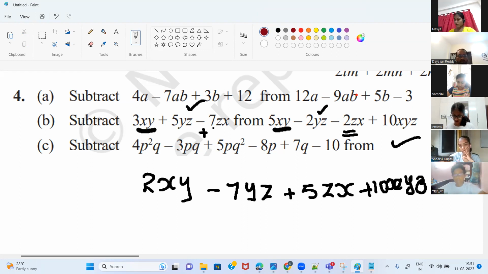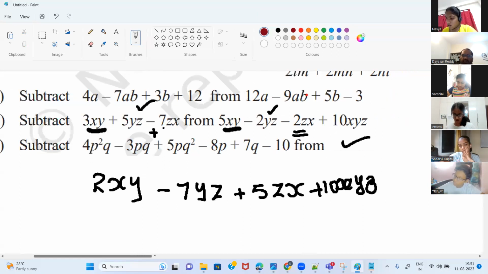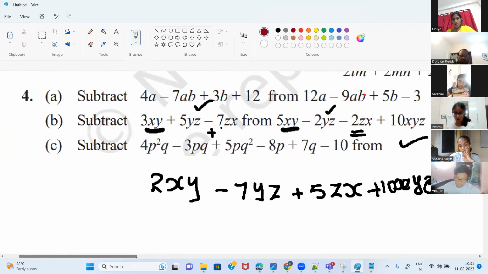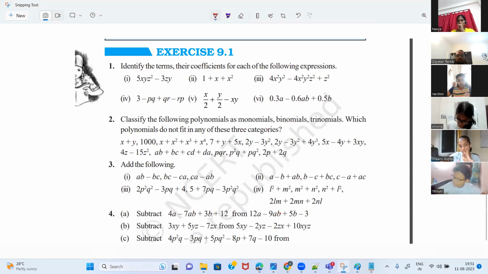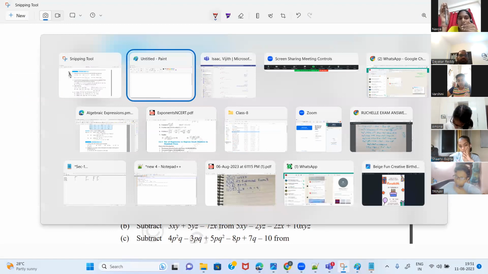Where is the other expression? Oh, okay. I didn't copy it. Or they didn't give it. Let me check. We need to get the other expression. I didn't copy it. Let me copy.